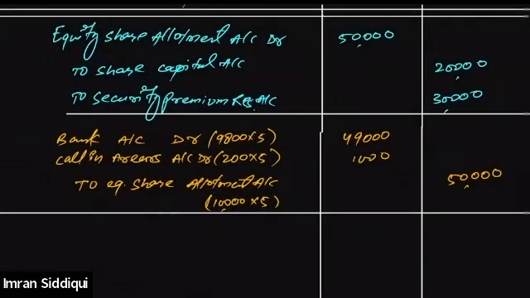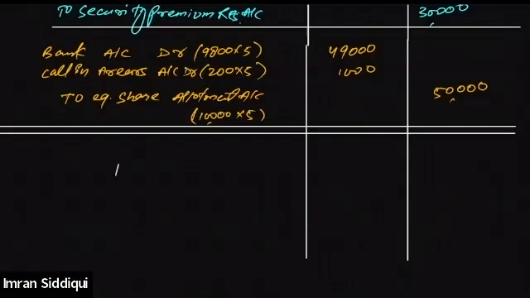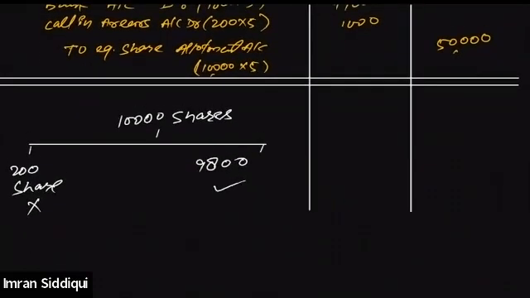How do we calculate calls in arrears? What was the total number of shares regarding which we asked for the allotment? We asked for the allotment money towards the 10,000 shares, right? But on 200 shares, we did not receive the allotment money. That means for only 9,800 shares, we received the payment, yes or no? So the payment that we have received, we must have received at 5 rupees per share.